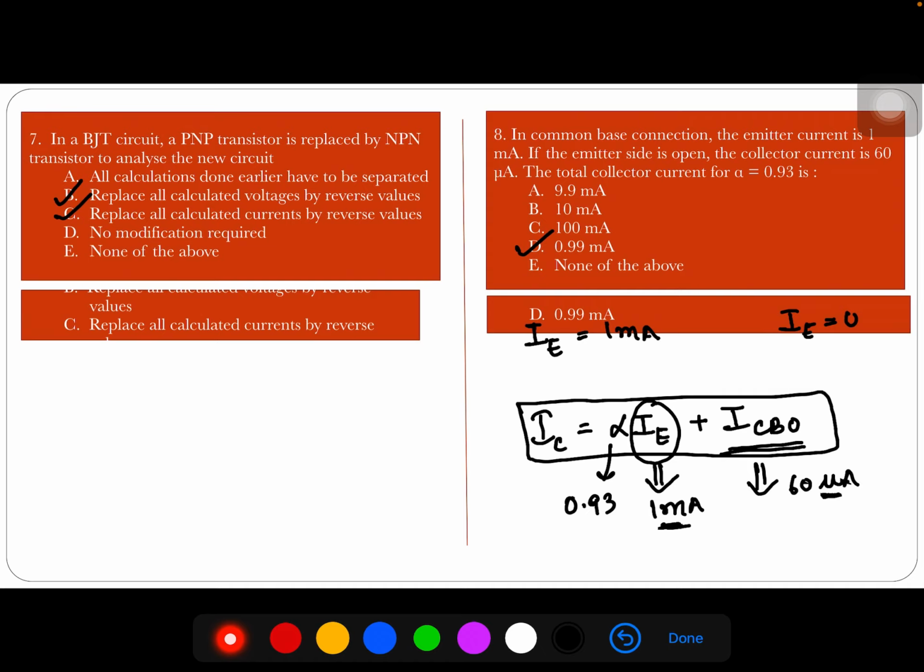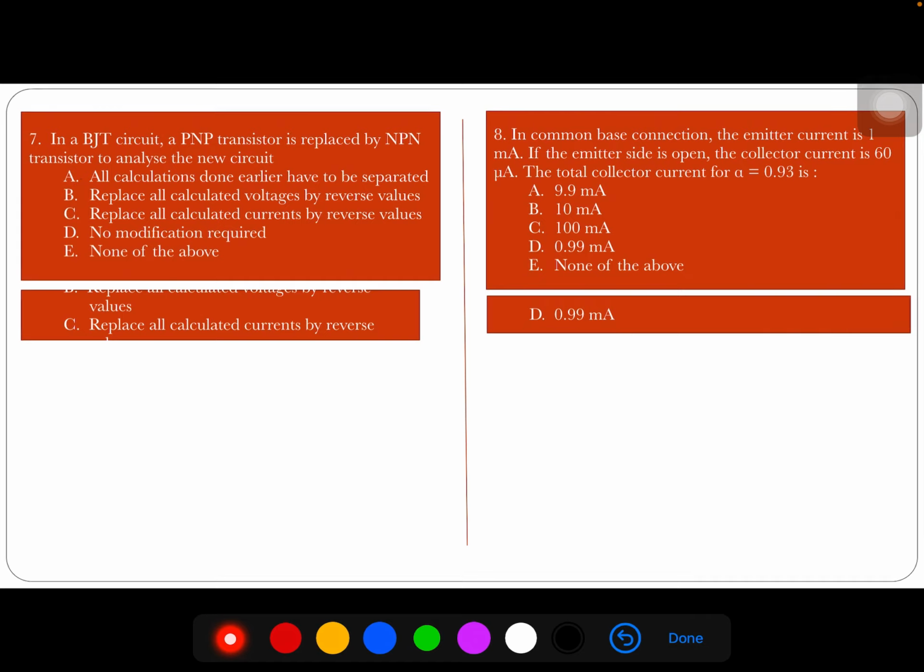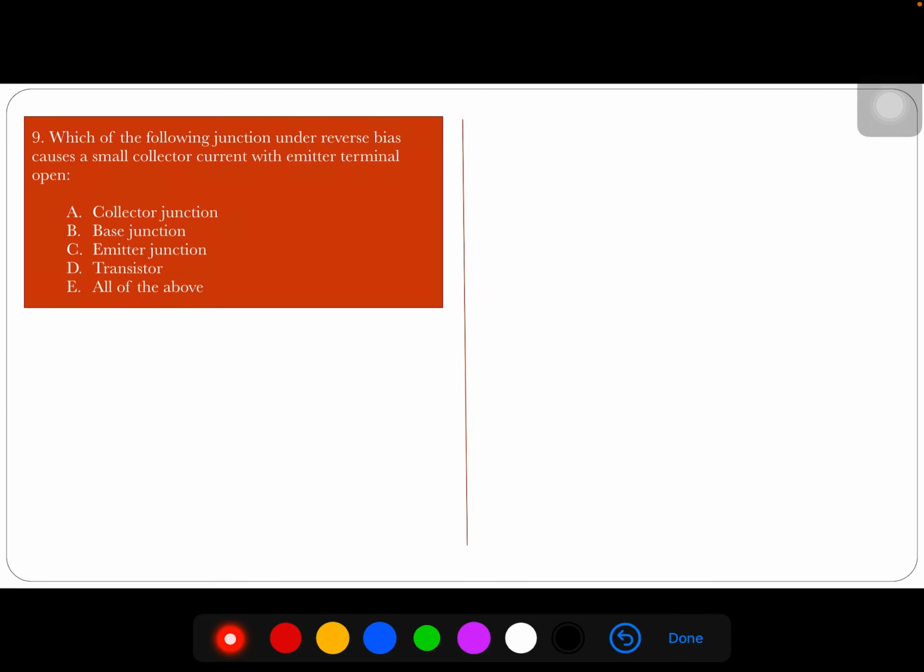Just verify it. I have verified all the answers. All the answers that I have mentioned in the PPT are absolutely correct. If your answer does not come out to be the same, then you must have made some calculation mistake, so kindly recheck it. So the correct option is 0.99 milliampere, D. Next question. Which of the following junctions under reverse bias causes a small collector current with emitter terminal open?